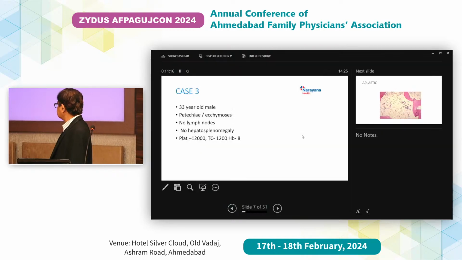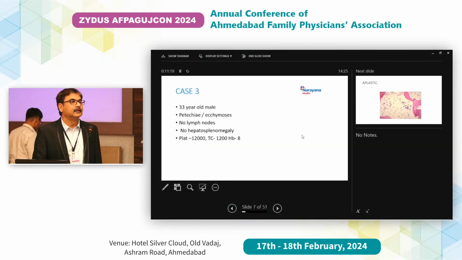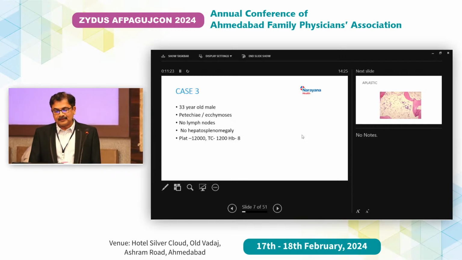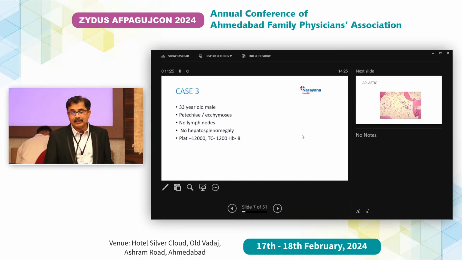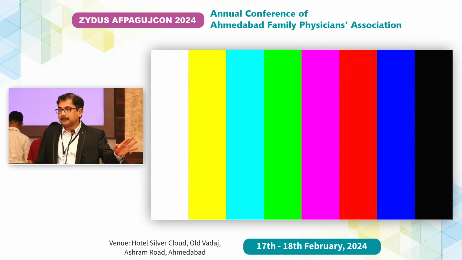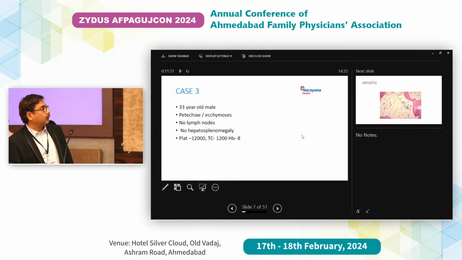Dengue complication. Dengue complication, 1,200, 12,000. The patient will be very, very sick. He won't come into OPD at least. To reach these levels, it will take some time, fever. So it will be quite bad.